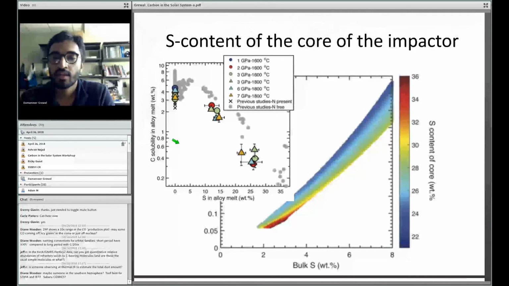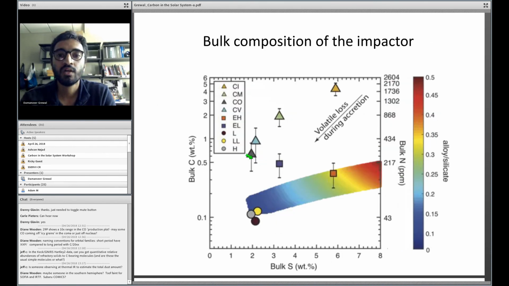So what we find in our simulations is, this represents the bulk sulfur content, and this represents the sulfur content of the core. So all our simulations predict that the core of the impactor should have been sulfur rich. If the core of the impactor was sulfur rich, then the carbon solubility under those conditions would have been very low. If the carbon solubility would have been very low, then carbon would have been exsolved in the mantle of that impactor in the form of graphite or diamonds. So the impactor could have been more like a ureilite parent body.